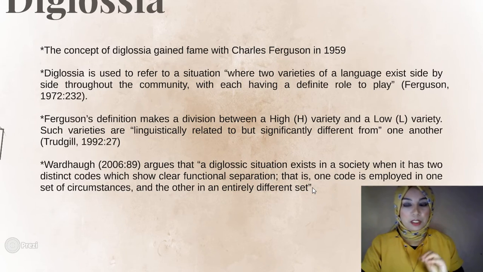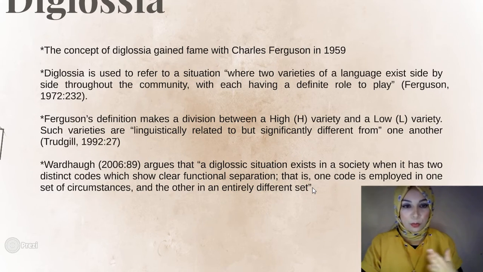Diglossia, or the concept, first appeared with Charles Ferguson in 1959. I'm going to show you the article and follow throughout the article in later parts of the presentation. The term appeared with Charles Ferguson in 1959, where he studied 4 different languages all over the world where the diglossic situation appears.